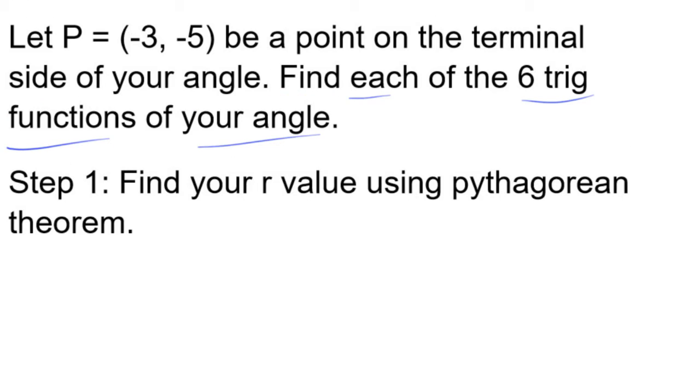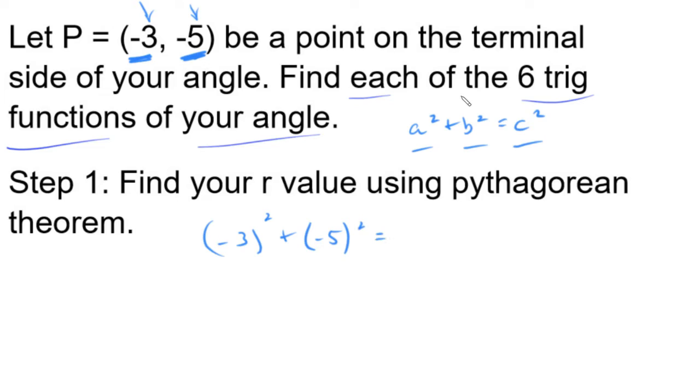So if this represents x, or one of your side lengths, and this is another side length, and the Pythagorean theorem is a squared plus b squared equals c squared, where a and b are the legs and c is the hypotenuse, then these two would act as your legs. And so you'd have (-3) squared plus (-5) squared is equal to, and we're not calling it c because we're calling it the r value, r squared. R is the length of the hypotenuse there. And so you'd work this out. You'd get 9 plus 25 equals r squared.